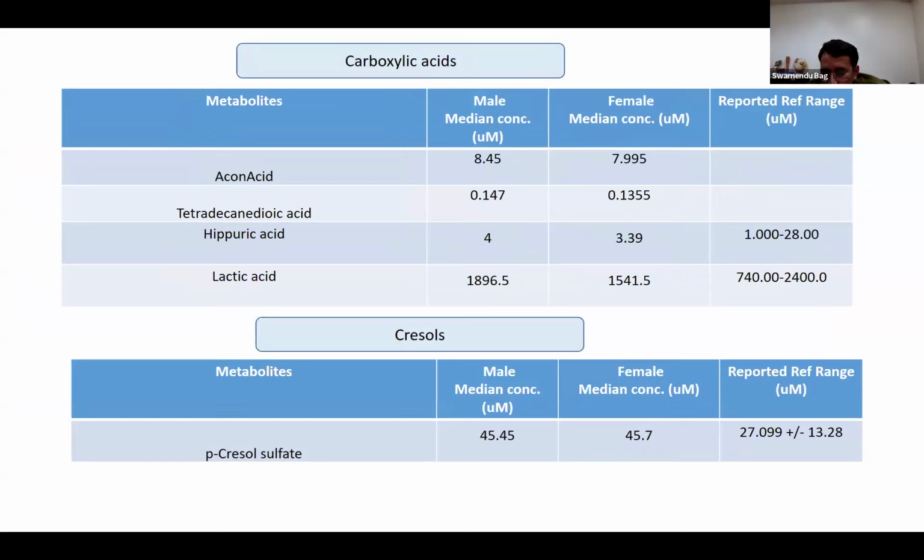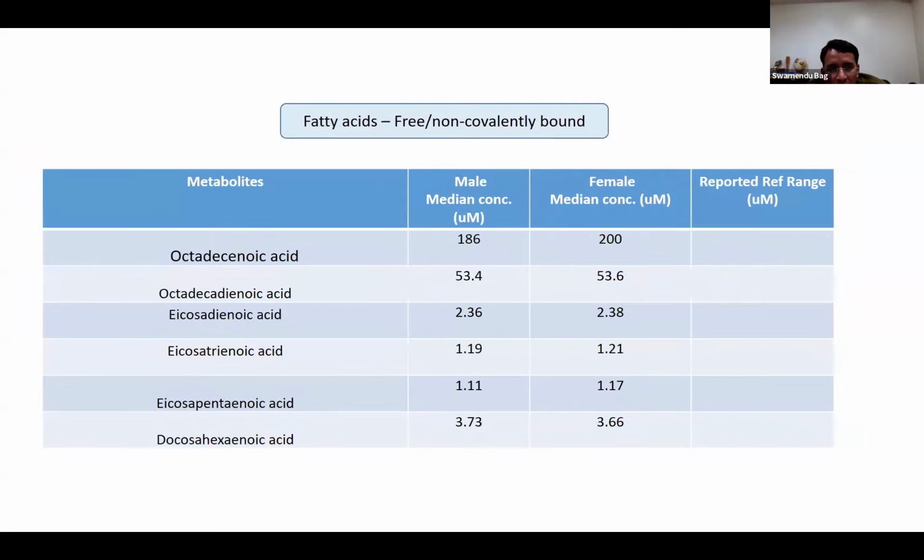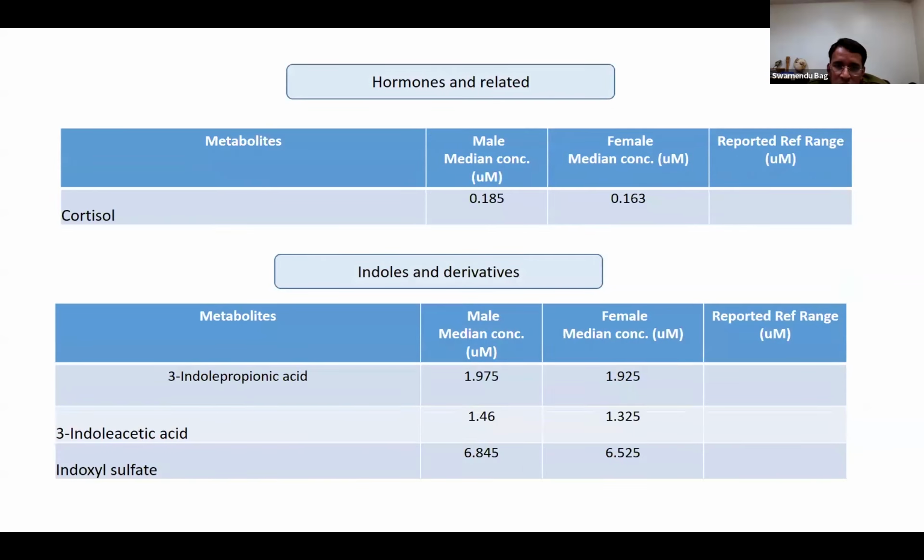And crystals, the examples of fatty acid. Fatty acid is also about there is no reported reference range. Hormones, only cortisols which we got, and in case of indole and derivatives is the 3-IAA, 3-IPA, and 3-indoxyl sulfate. And here also we did not find any reference range for these indole derivatives in human plasma samples.